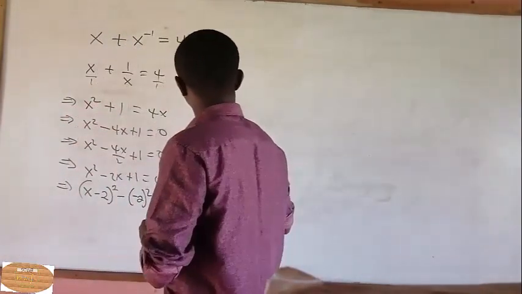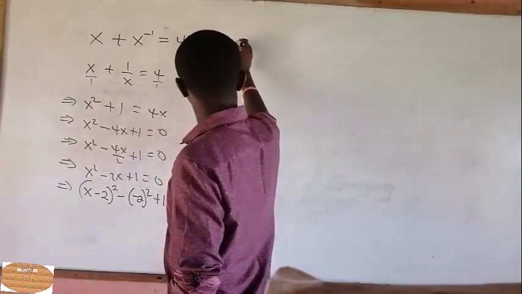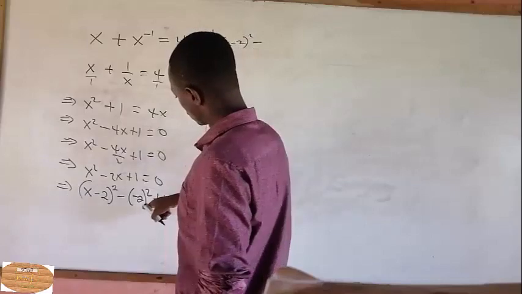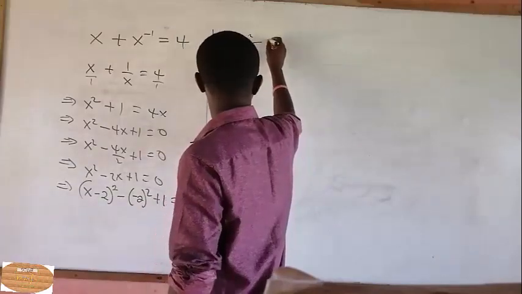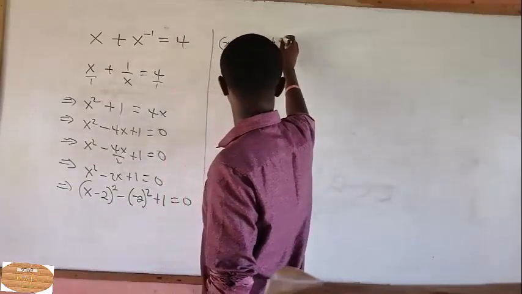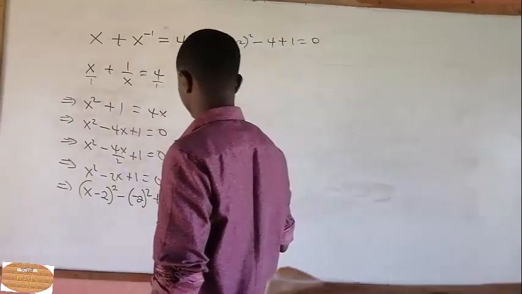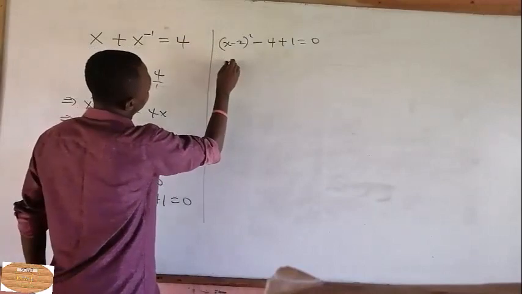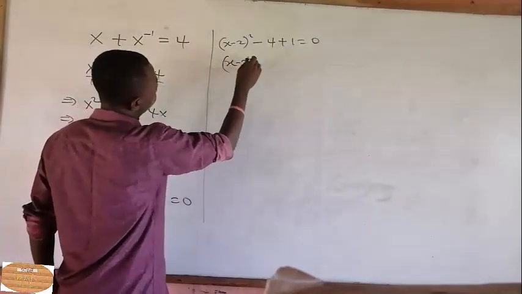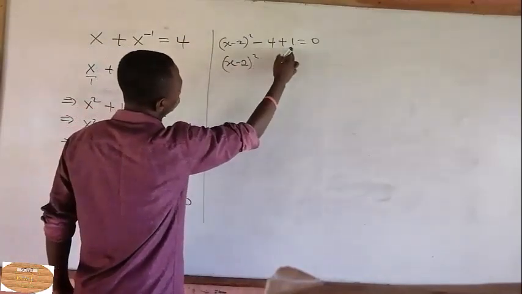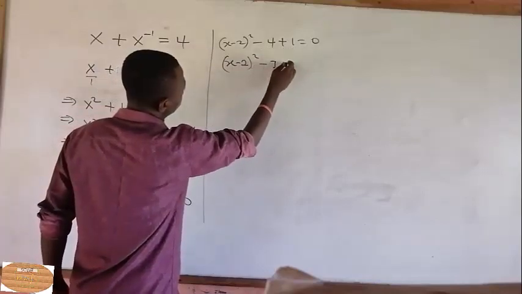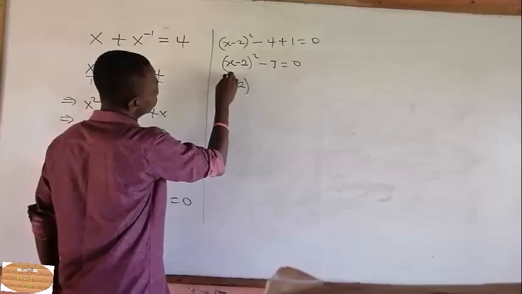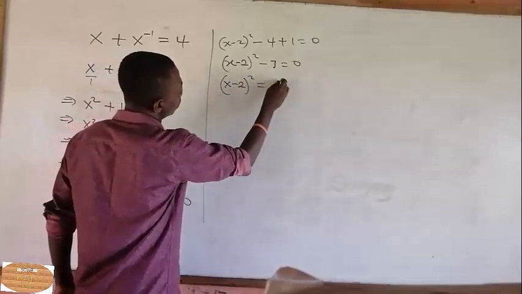So we have x minus 2 squared, minus, this one will be positive 4, so we have that plus 1 is equal to 0. So I have x minus 2 squared, minus 4 plus 1 is minus 3, equal to 0. So x minus 2 squared equals 3.